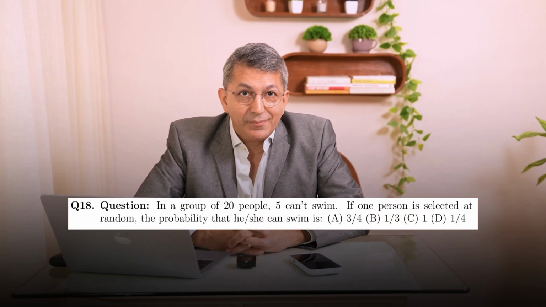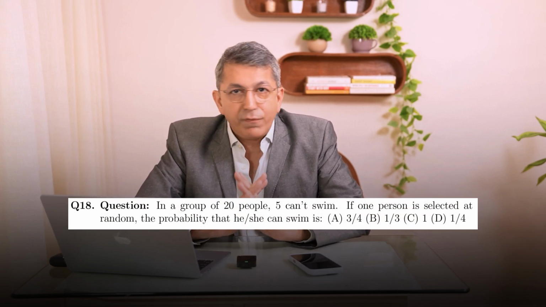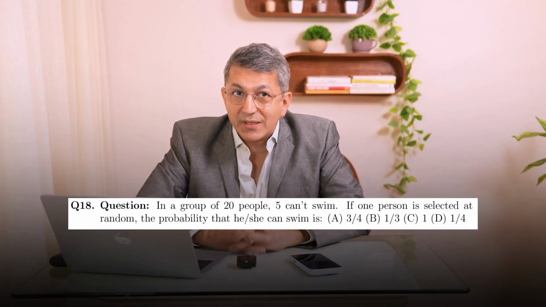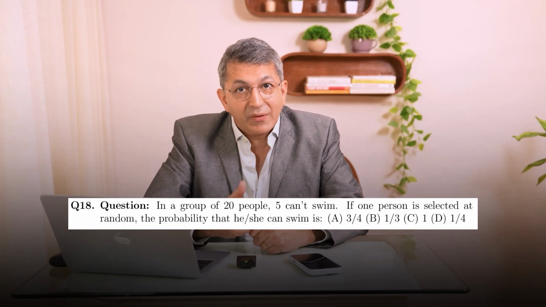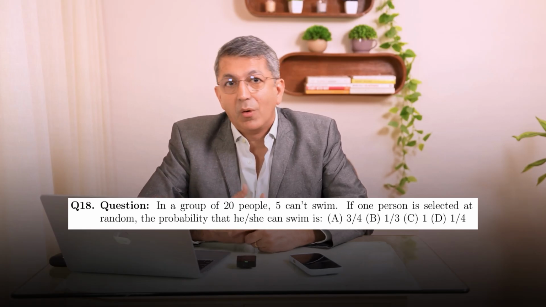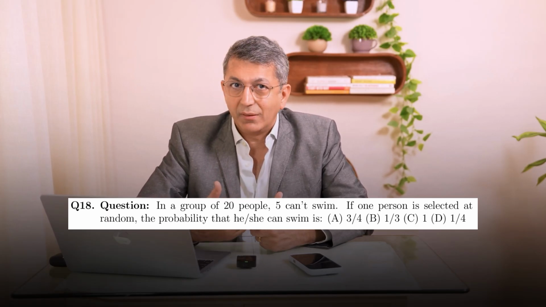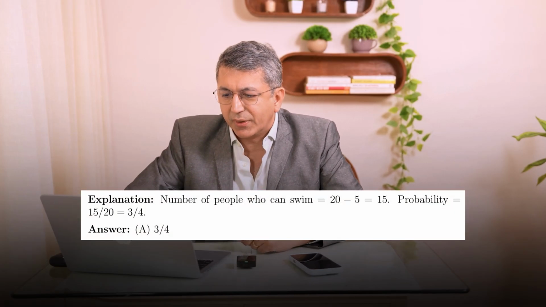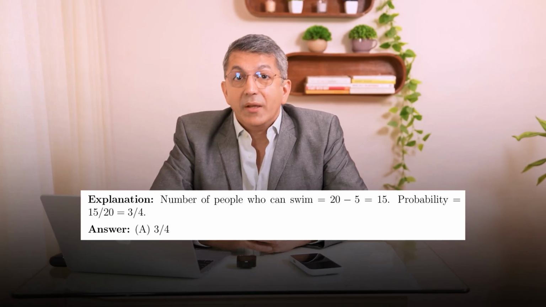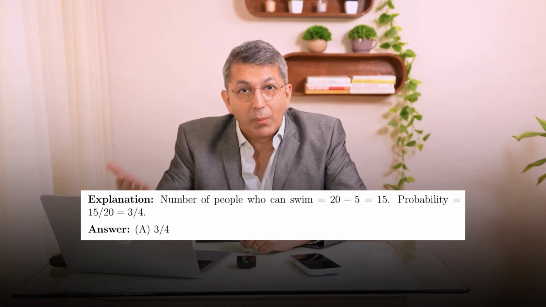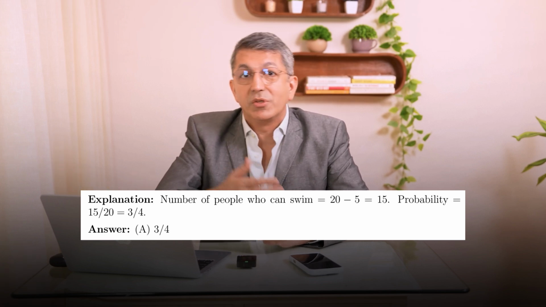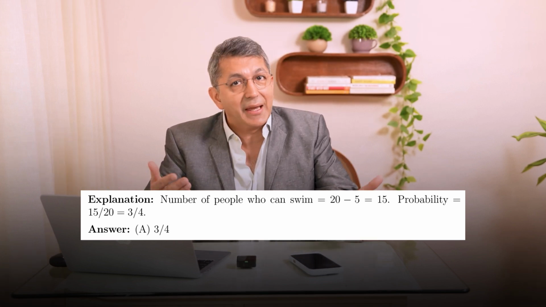Question 18. In a group of 20 people, 5 can't swim. If one person is selected at random, the probability that he or she can swim is A, 3 by 4, B, 1 by 3, C, 1, D, 1 by 4. Concept, theoretical probability. Explanation. Very simple this one. Pay attention. Number of people who can swim is equal to 20 minus 5, which is equal to 15. Probability is equal to 15 by 20, which is equal to 3 by 4. So the answer is A, 3 by 4.